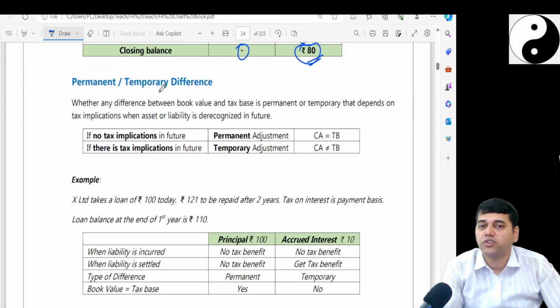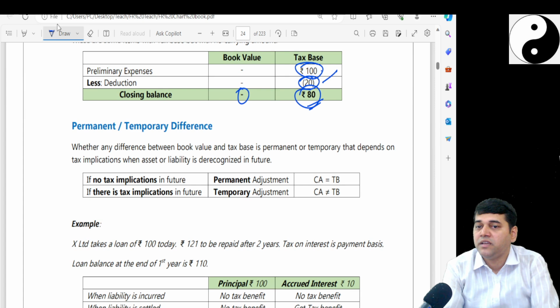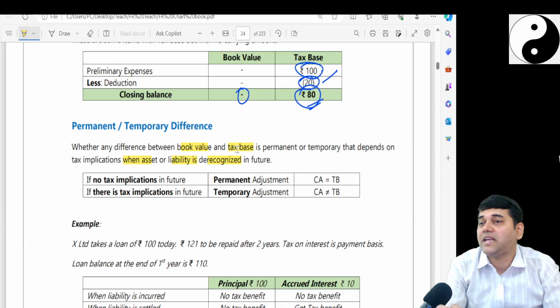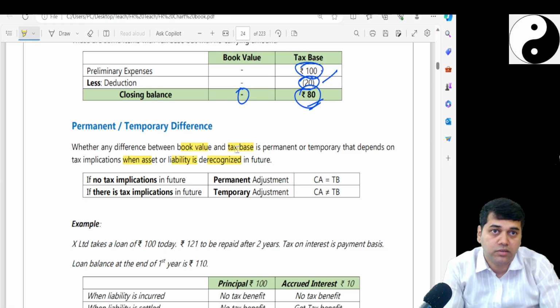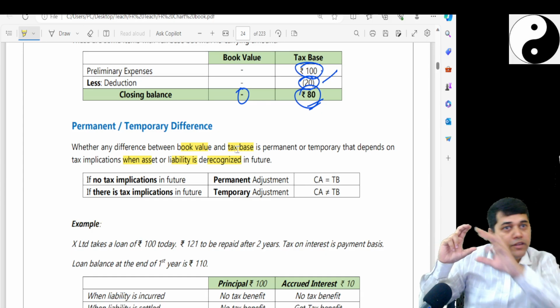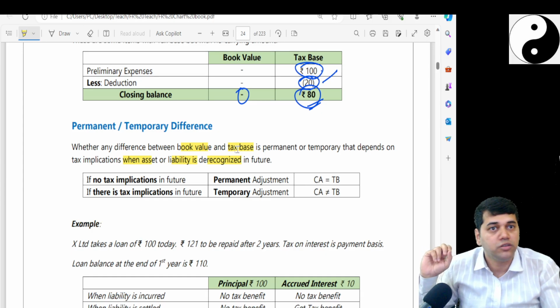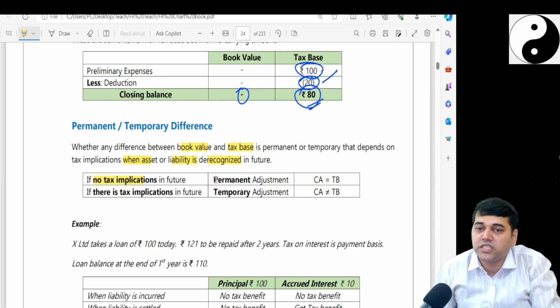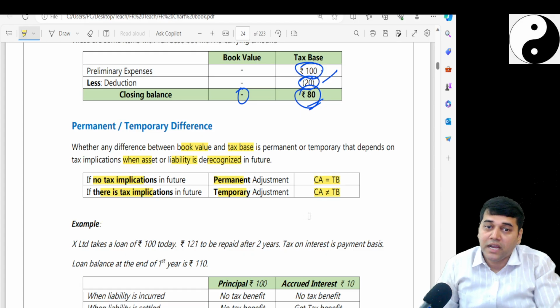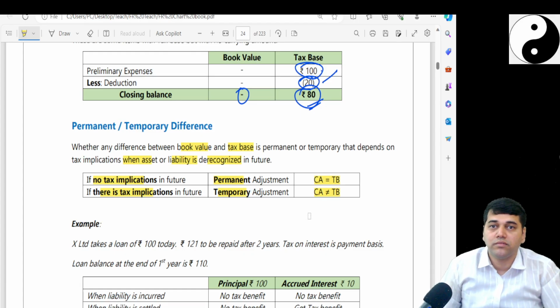Now, what is the question of a permanent difference and a temporary difference? Whether any difference between the book value and the tax base is permanent or temporary depends upon whether, when the asset or liability is derecognized in the future, it has a tax implication or not. Like you made a provision for fines and penalty. It is sitting in the balance sheet. When you remove it, will they give you a deduction in the future? No, it's permanent. If there is no tax implication, it is permanent, and BV is equal to TB. If there is a tax implication, then it is temporary, then CA is not equal to TB. And TB, what is the value? You have to imagine now.